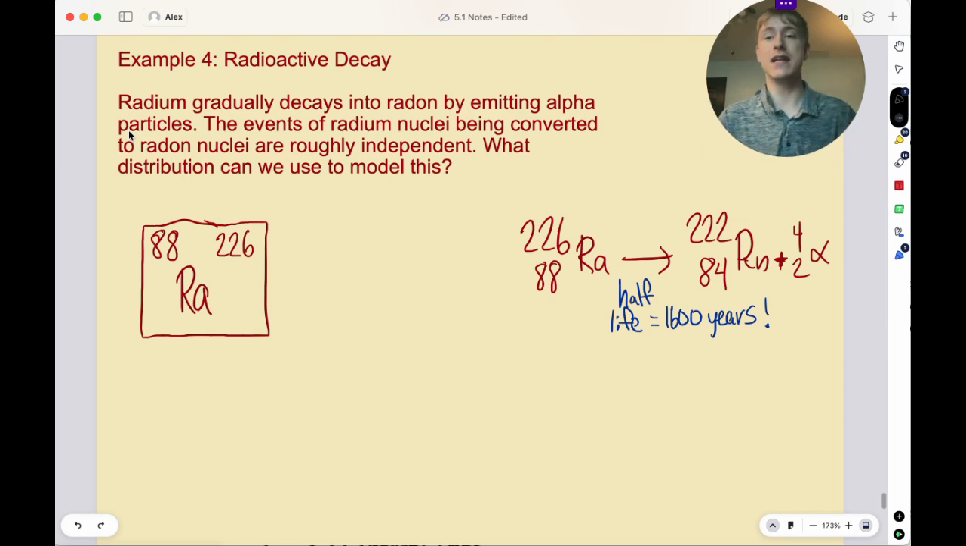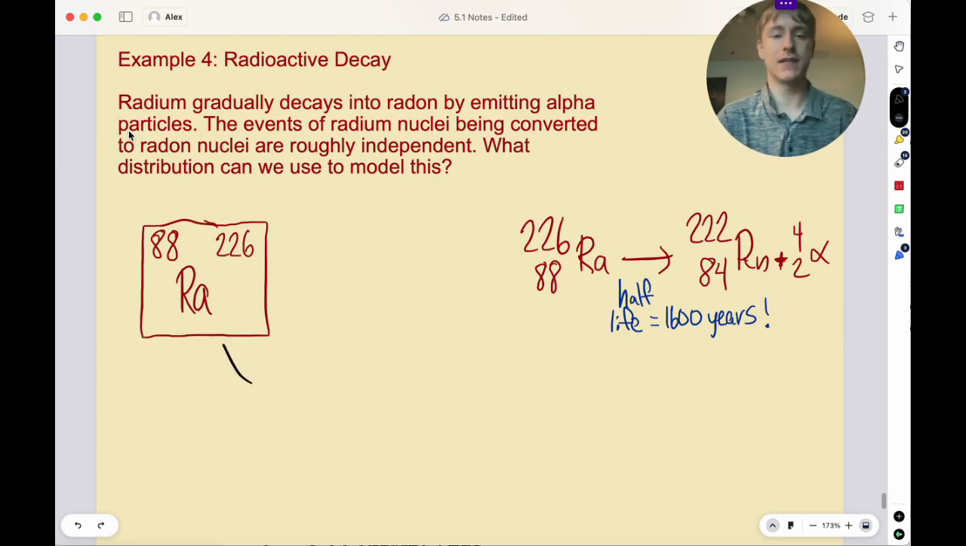It's completely random. And what we do know about radioactive decay is we have a measure called the half-life. That is the time that it takes for half of all of a given sample to decay. So in this case, this process takes 1,600 years for the initial amount to decrease by a factor of 2.